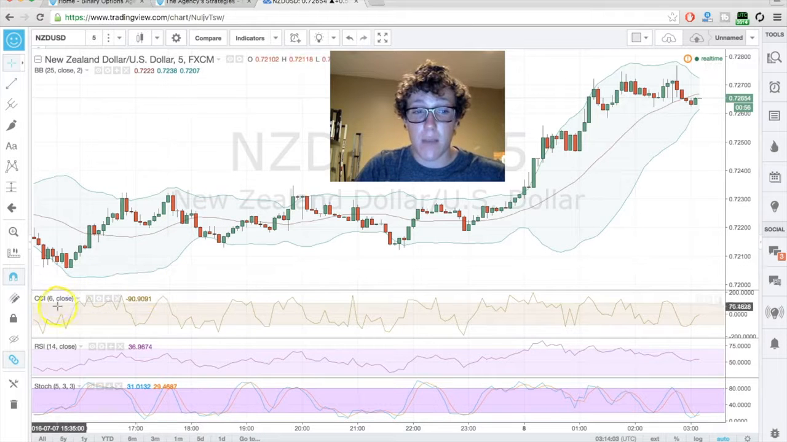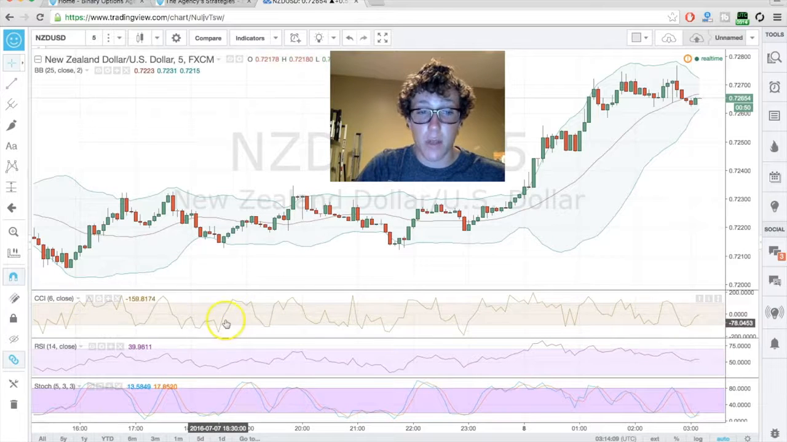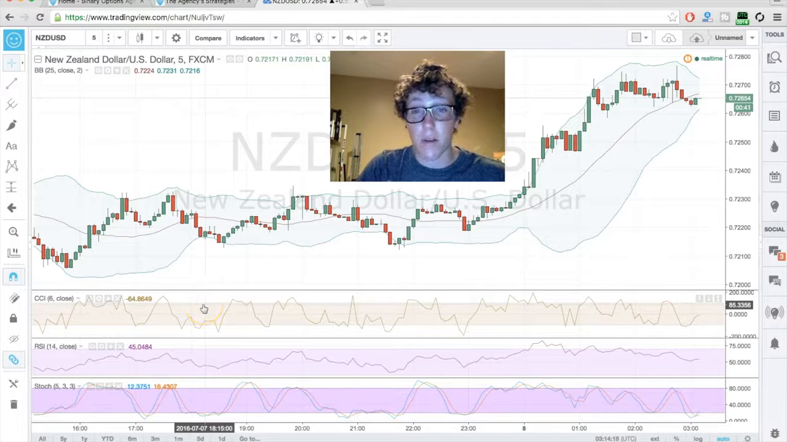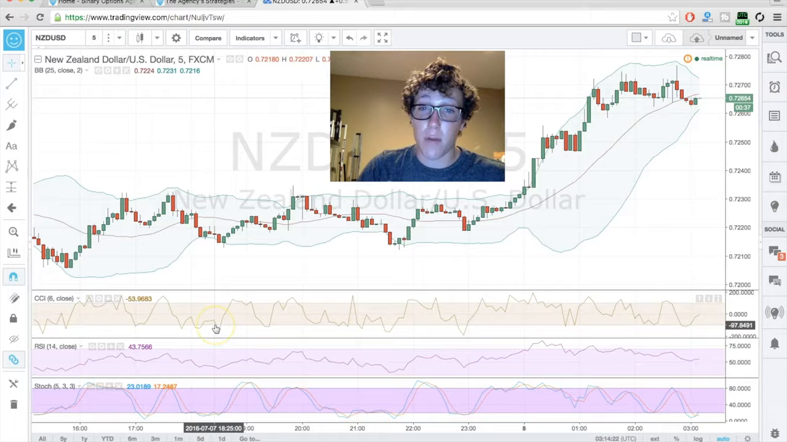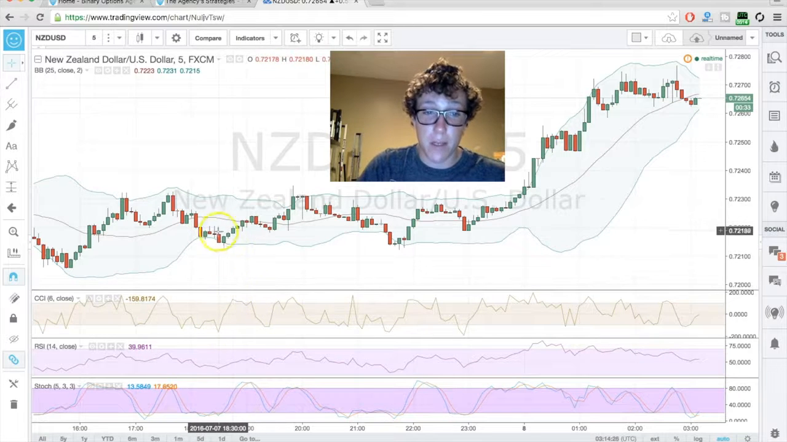Next we have the commodity channel index with a period of 6. And the lines we're looking for here, TradingView does it very well for us: 100 and negative 100. Above 100 means it is overbought, which means it's likely to go down, and below negative 100 means it's oversold and it's likely to come back up. Here you can see that once this peaks down here oversold, it does rise back up.